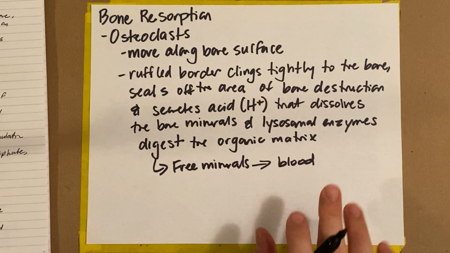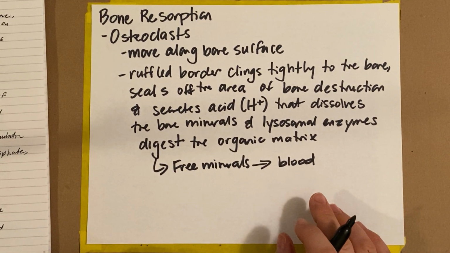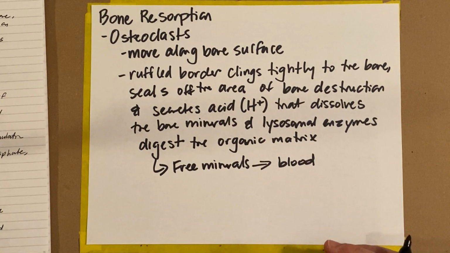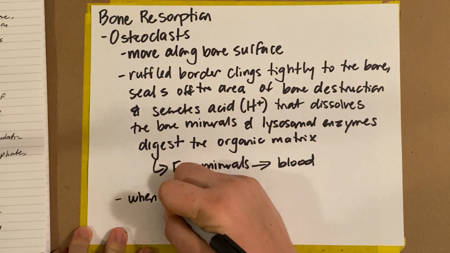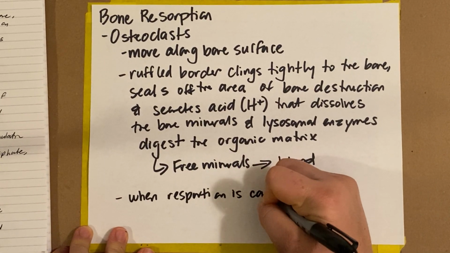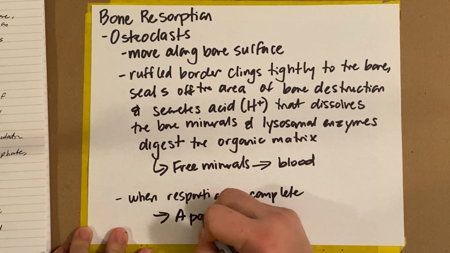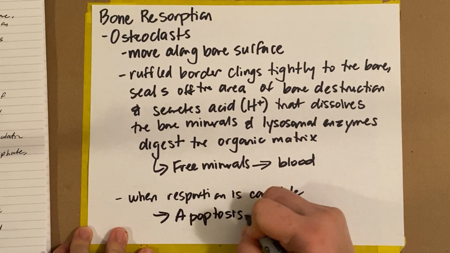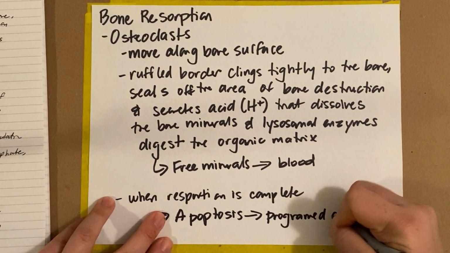When resorption is complete, osteoclasts will go through apoptosis, which is programmed cell death.